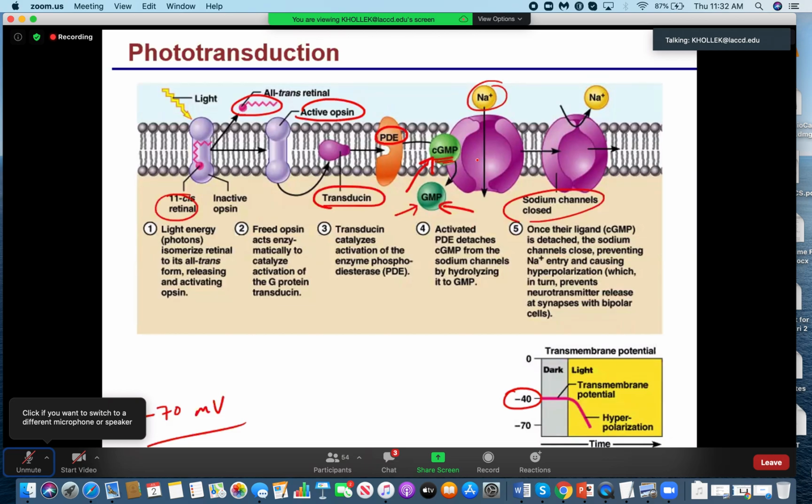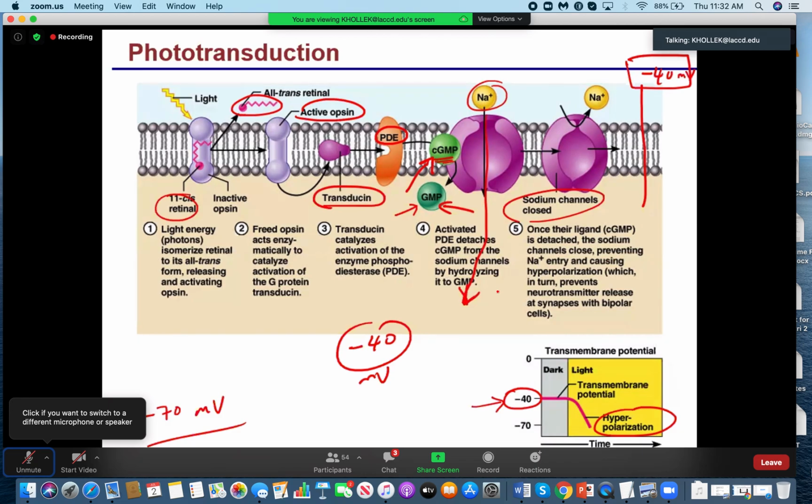In this case, sodium ions cannot go in, and as a result of that, the negative 40 now becomes more hyperpolarized. Hyperpolarization is caused because no more sodium is going in. Remember, we're putting a voltage meter in here and we're reading the voltage. So earlier, we were looking at negative 40 millivolts. Why? Because the sodium keeps coming in.